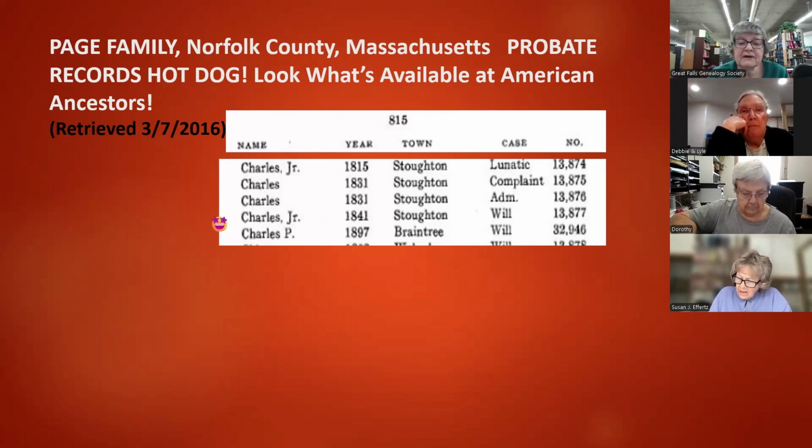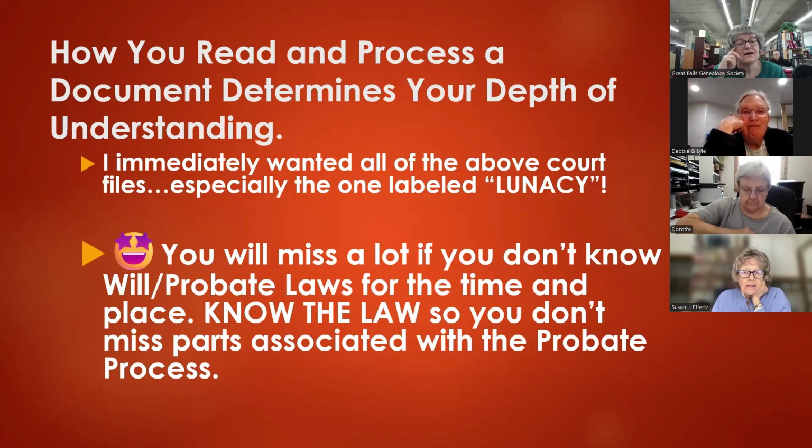I would have been better off probably to have gone to Charles Jr., again, that's him in 1841 when he dies, and there is a type of will that was put together for him. And it's very sparse, just as frustrating. Number 13877. But I digress. How you read and process a document determines your depth of understanding.